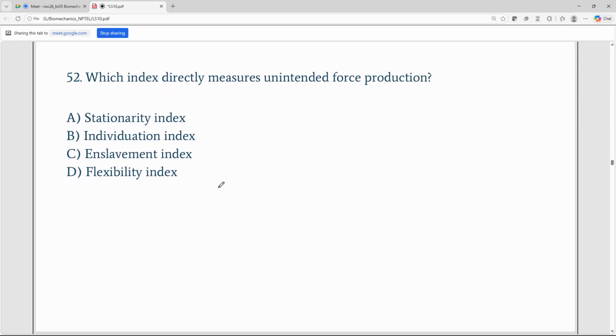Next question. Which index directly measures unintended force production? Options are option A, stationarity index. Option B, individuation index. Option C, enslavement index. Option D, flexibility index.